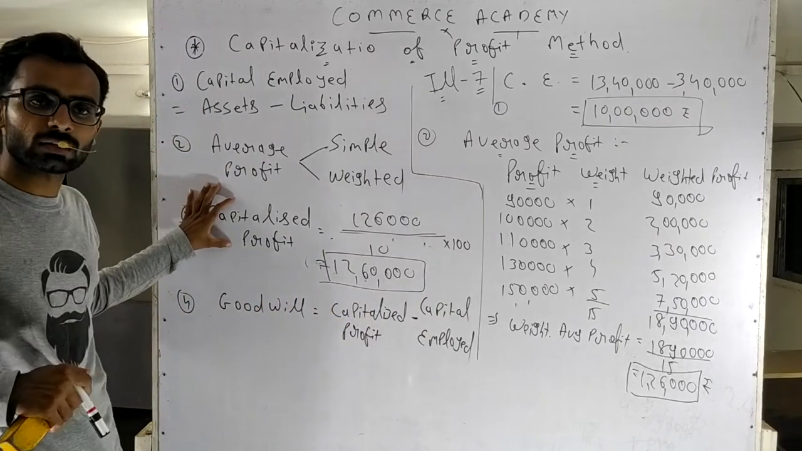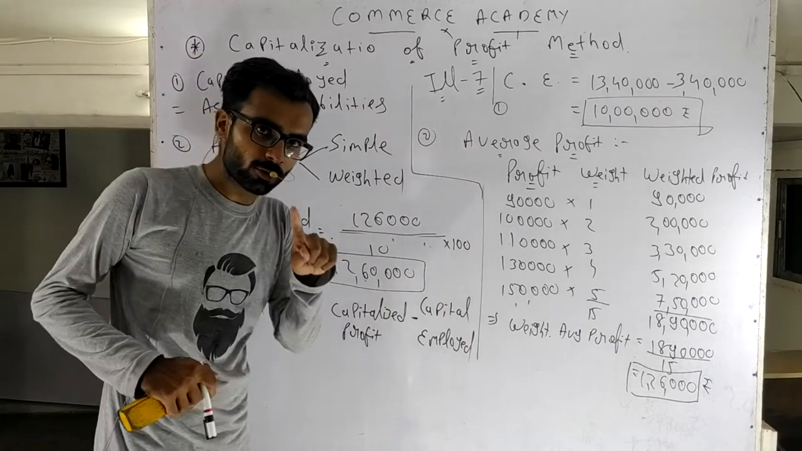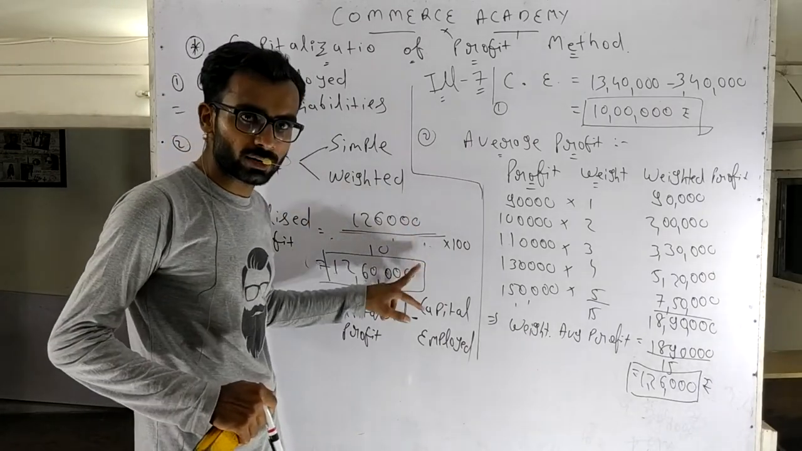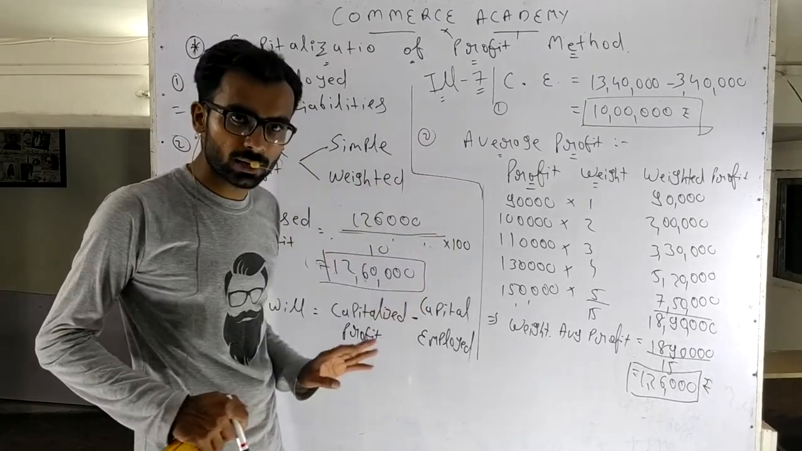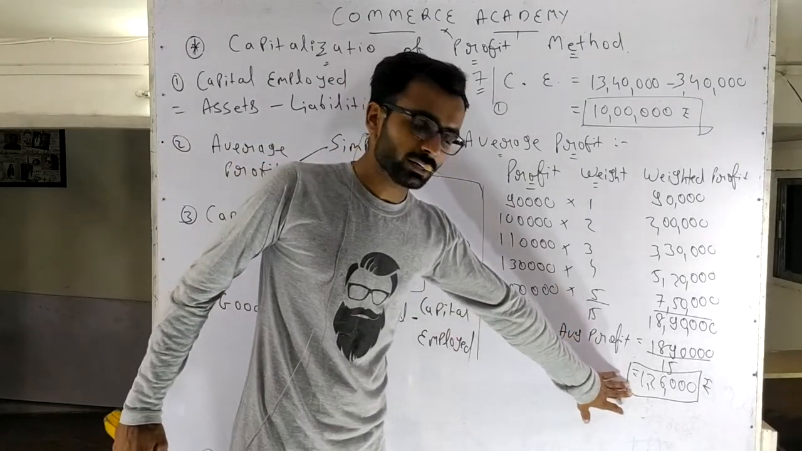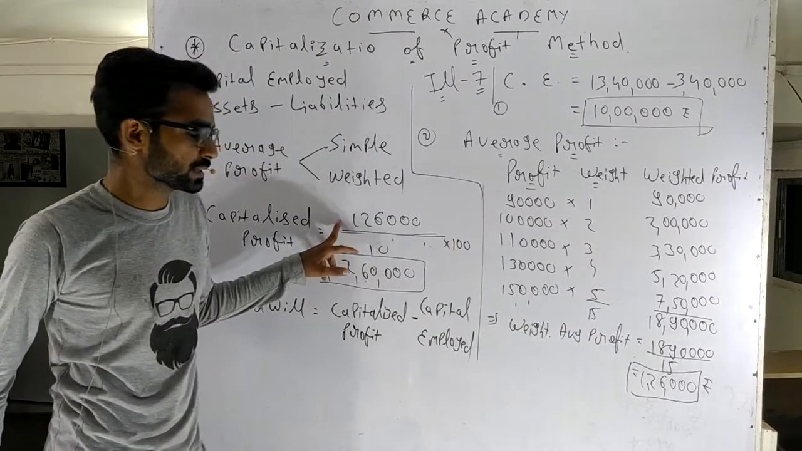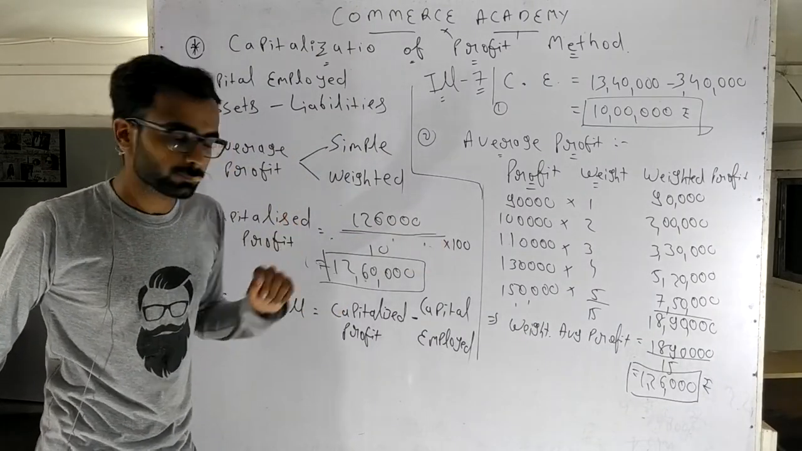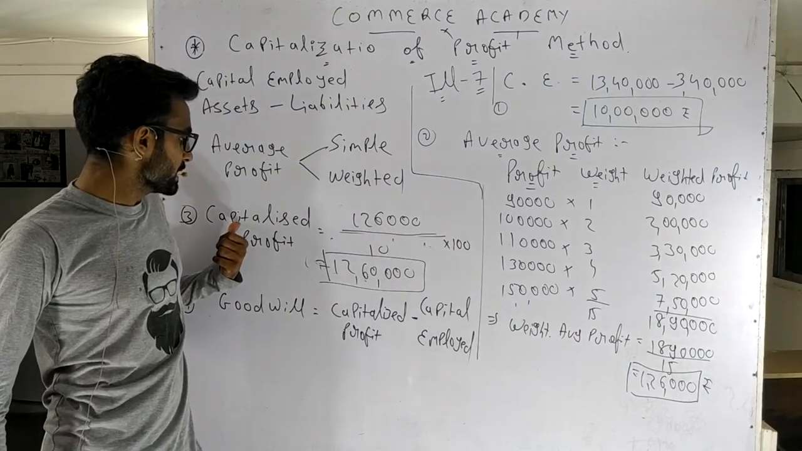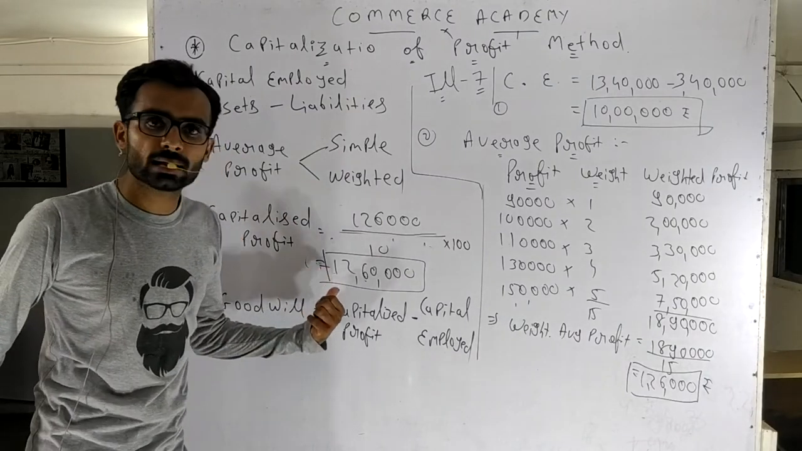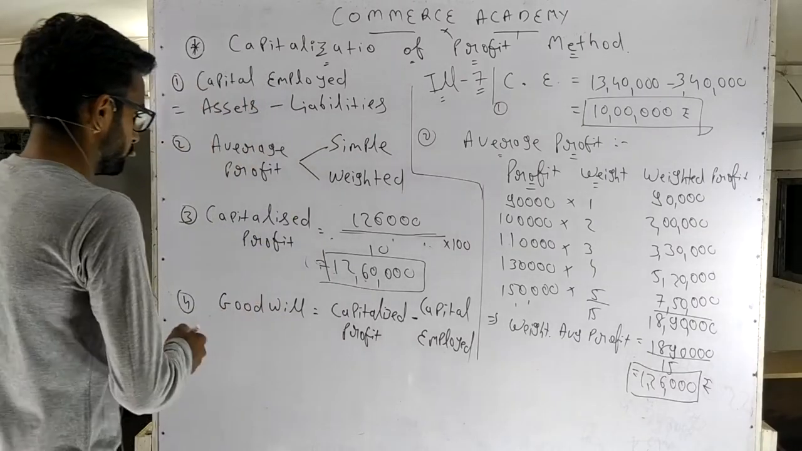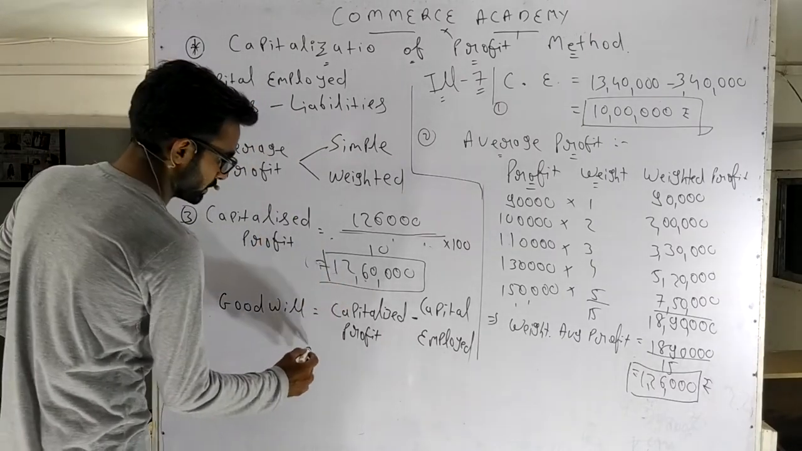What was the next step? To calculate the capitalized profit. What is the formula for capitalized profit? The weighted average profit divided by expected rate of return multiplied by 100. So, weighted average profit was 126 divided by expected rate of return 10 multiplied by 100. So the capitalized profit is 12,60,000. Okay. Now to calculate the goodwill, it is very easy.